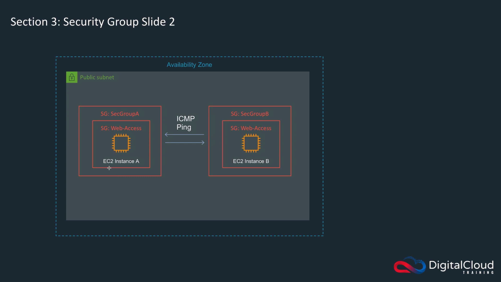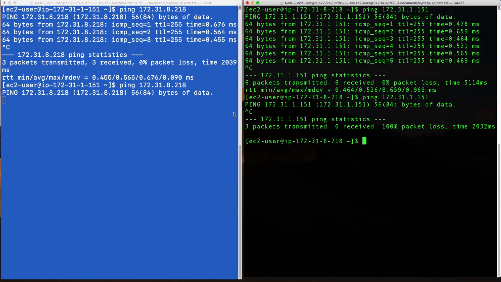So we have instance A in sec group A and instance B in sec group B. The problem is sec group A is the only one that has a rule, and it only allows access from members of its own security group. So we need to change the rule sets now. So let's go back and see how we do that.